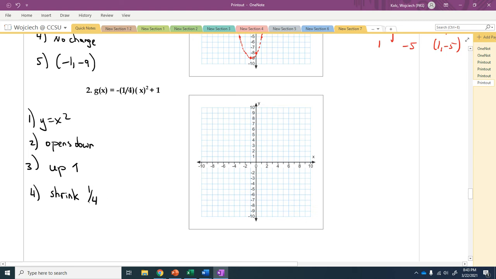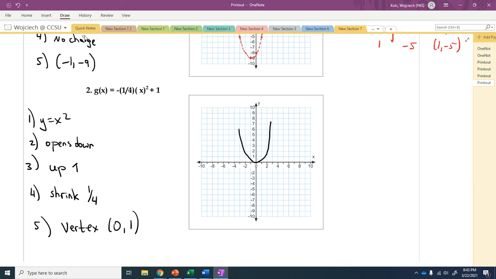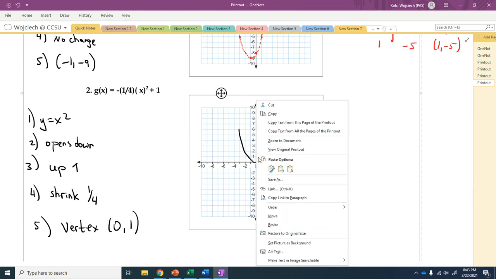So, probably the most important thing is, where is the vertex? The vertex would be, since I'm not moving left or right, I'm only moving one up, the vertex would be 0, 1. Okay, so just so you know, the parent function looks like this. Quick sketch. Now the new function, I will use red. The vertex is 0, 1. So that's your new vertex.